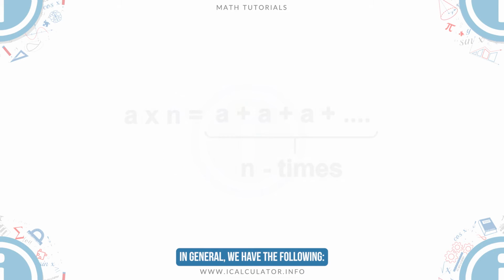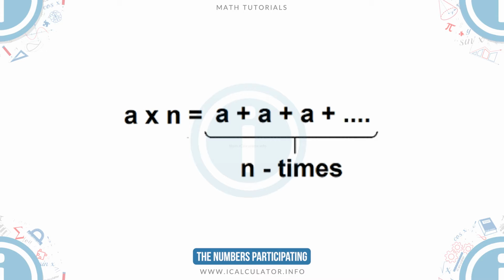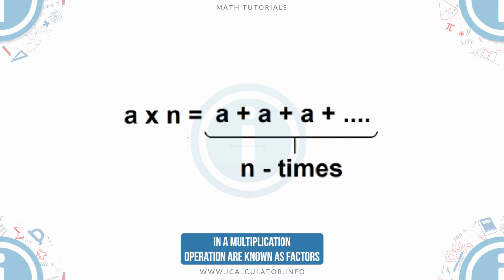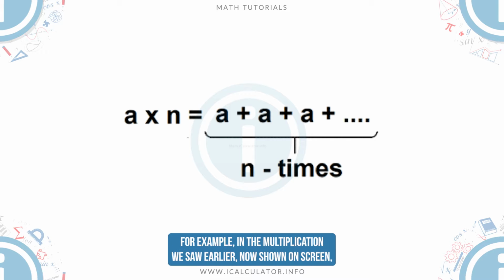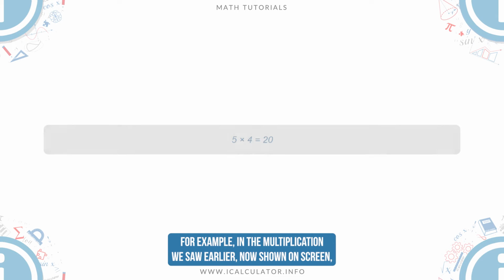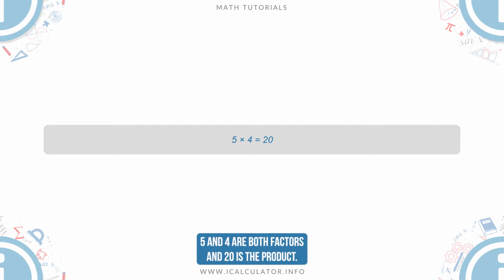In general, we have the following. The numbers participating in a multiplication operation are known as factors, and the result of a multiplication is called the product. For example, in the multiplication we saw earlier, now shown on screen, 5 and 4 are both factors and 20 is the product.